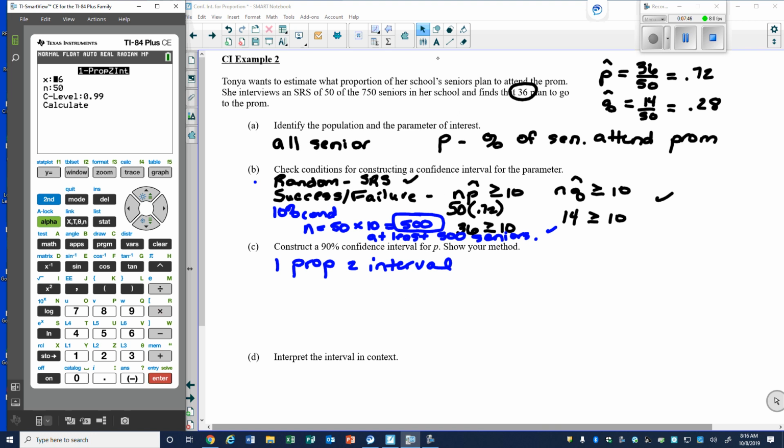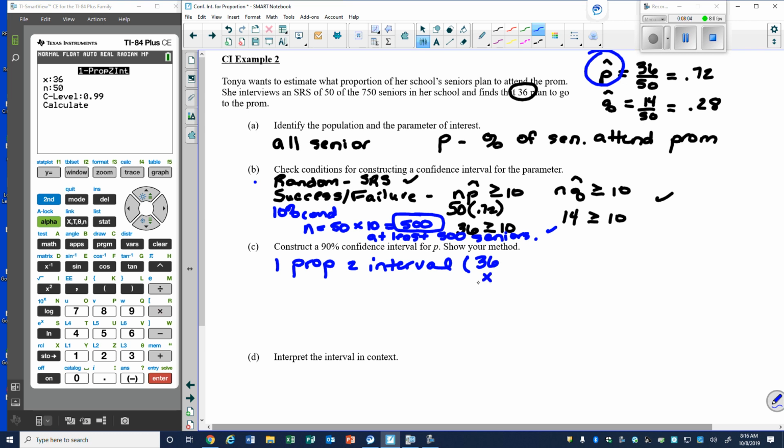X is the number of successes that you had in your experiment. It's basically asking you for that P hat on these first couple of steps. So I had 36 seniors that told me that they wanted to go to prom. And then N is the number that was in my sample. So 36 out of 50 told me they were going to prom.